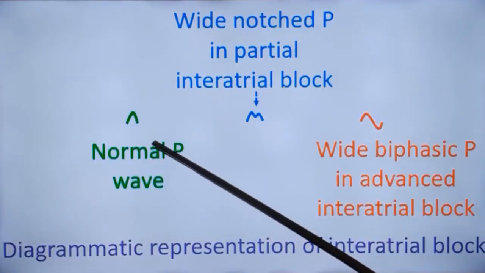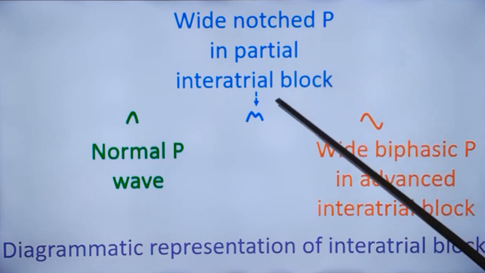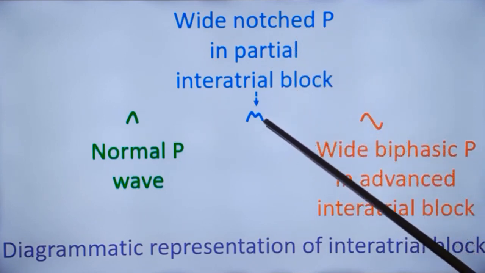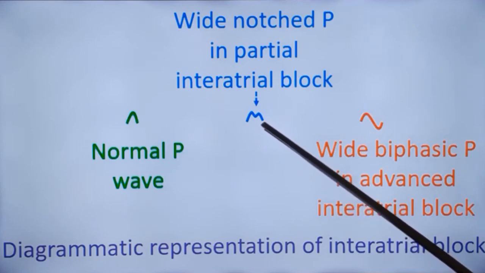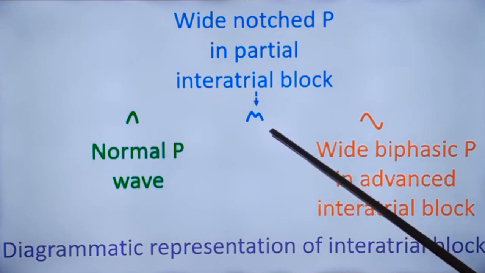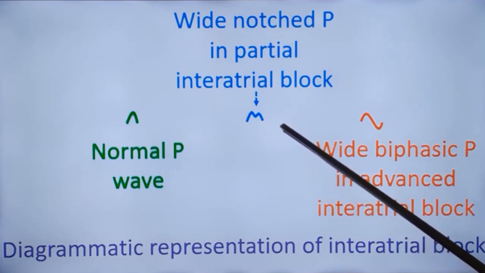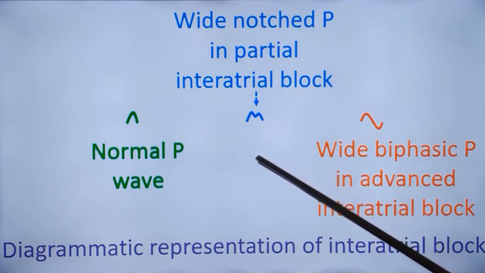This is the normal P wave in inferior leads. When it is wide and notched, it can be partial interatrial block if there is no evidence of left atrial enlargement on imaging studies. That is P mitral like morphology without associated left atrial enlargement on imaging studies. Occasionally, this can also be associated with left atrial enlargement. Then differentiation will be difficult.